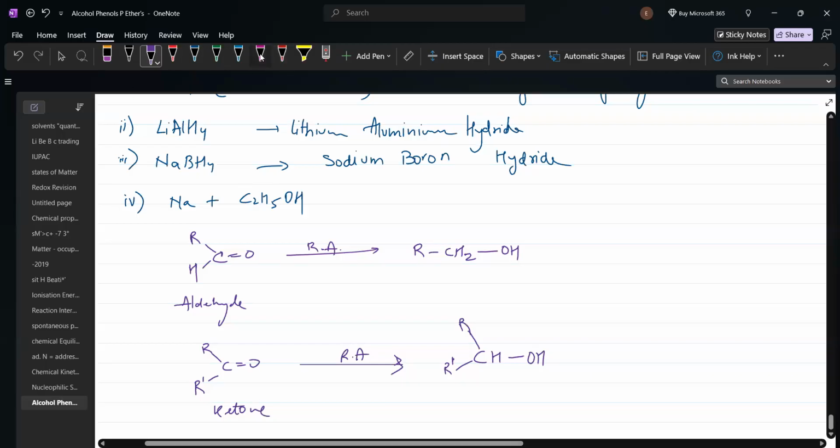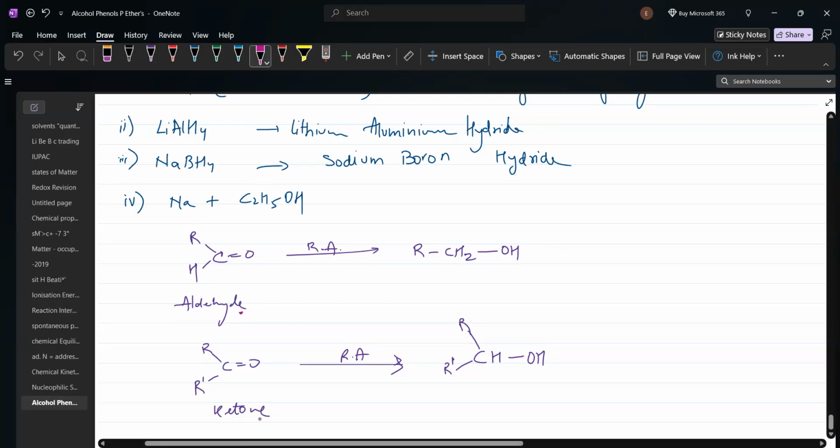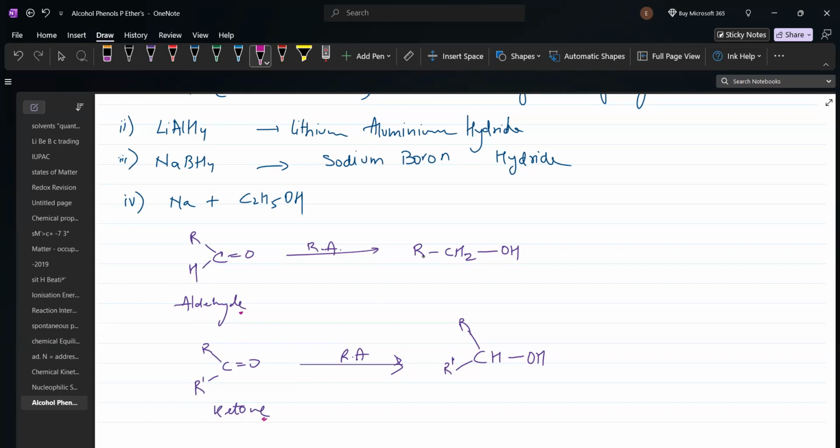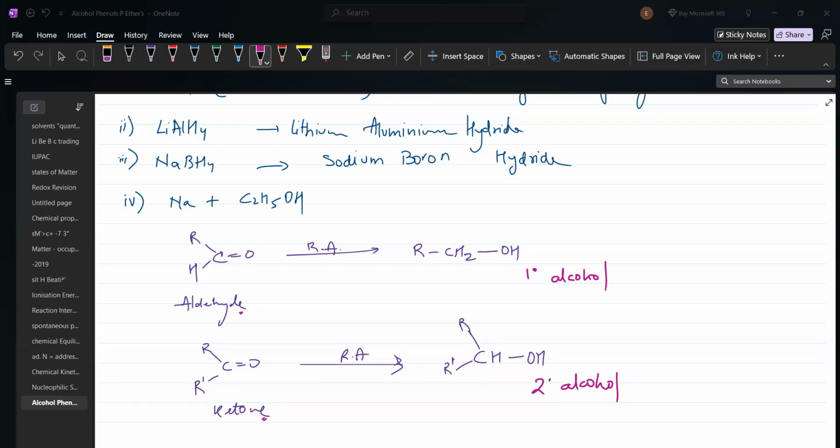Hope you have understood. Yes, sir. From aldehyde and from ketone, please see, from aldehyde only one alkyl group is attached there. So that is why this is 1 degree alcohol. And here two alkyl groups are attached. So this is 2 degree alcohol. Understood? Yes, sir.